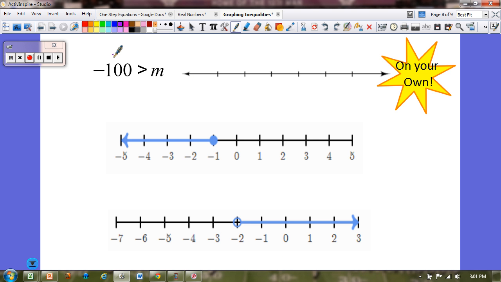Now on this page, these are 3 questions that I want you to do on your own. When you come to school tomorrow, these are the ones that we're going to talk about. Make sure that if you have any questions, you write them down so we can answer them tomorrow.